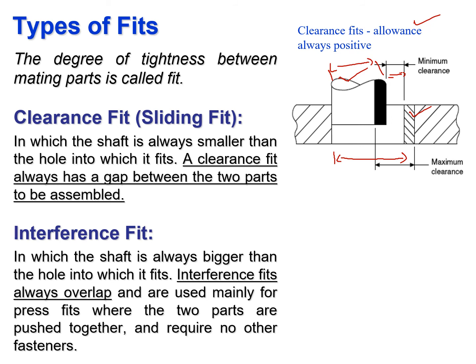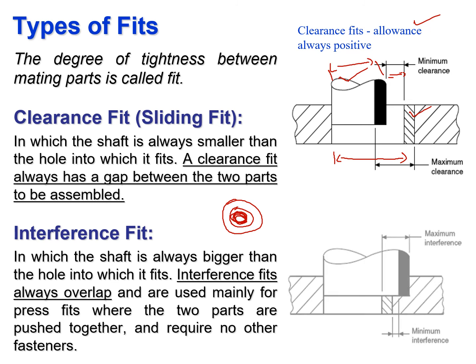The interference fit example is very simple. For example, the shaft and the bearing that are attached to your vehicle tire are an example of an interference fit, because the bearing is tightly fitted on the shaft. In an interference fit, the shaft is always bigger than the hole into which it fits. Interference fits always overlap and are mainly used to press fit. The two mating parts are pushed together and require no fasteners.